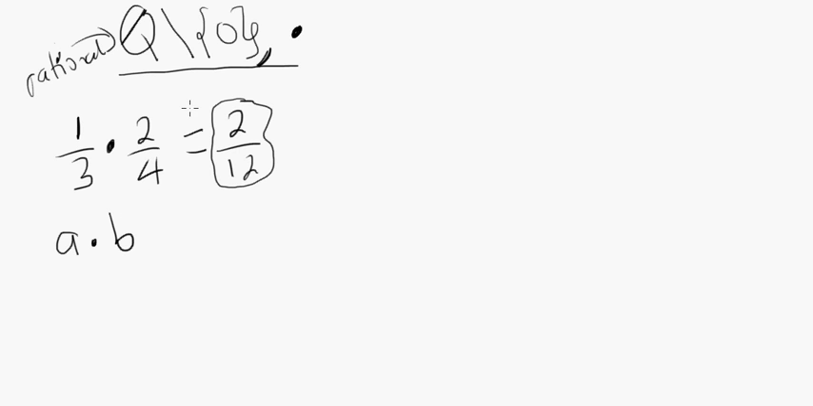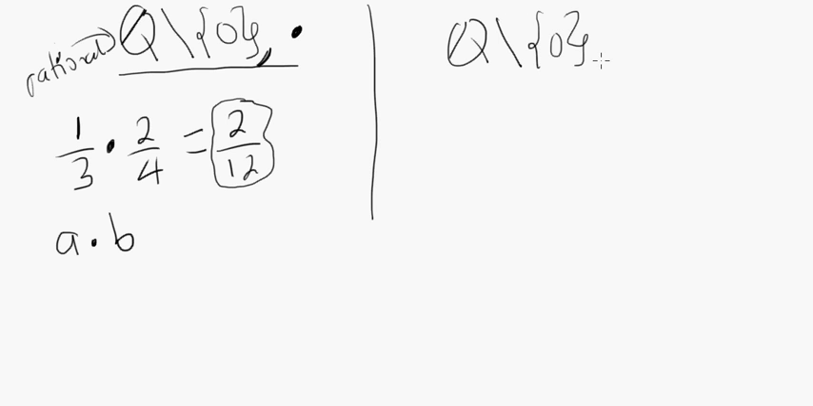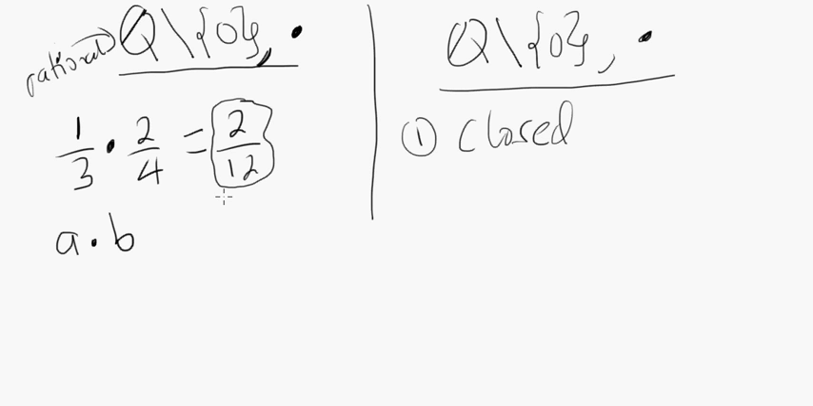So in a sense then, the rational numbers without 0, under our operation of multiplication, satisfy closure. It's closed. That is, when you multiply two rational numbers, you never get something that's outside of the rationals. You always stay within. You're closed. You can't go out, right?